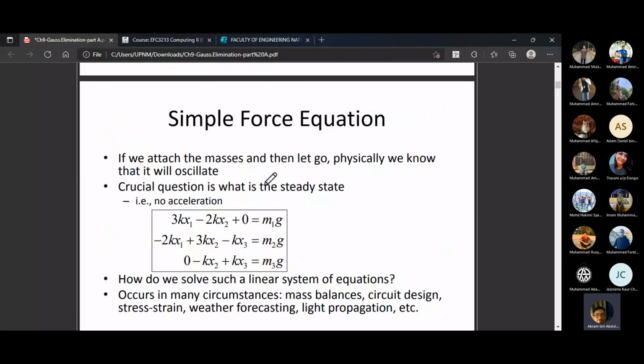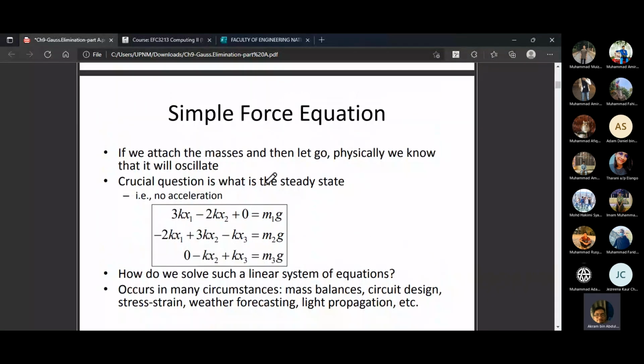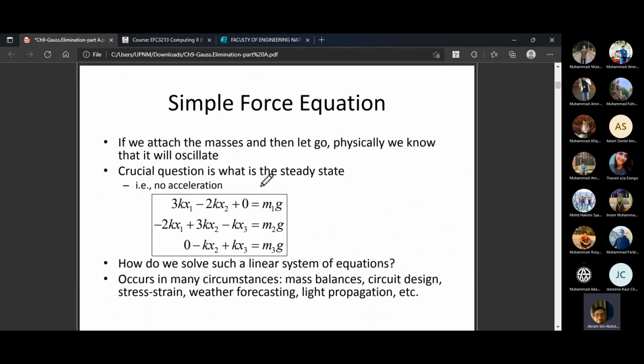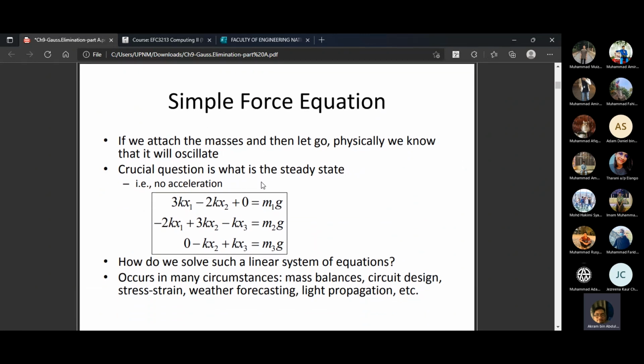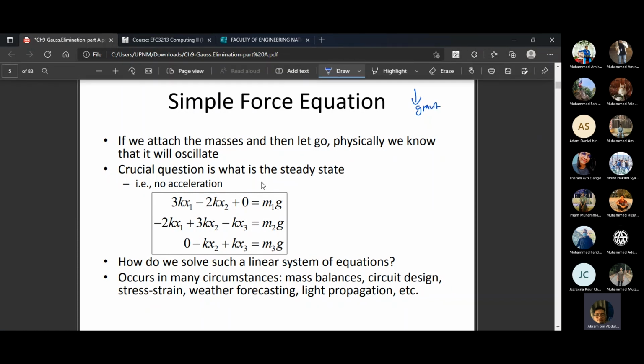Okay, so after we get this model, what can we do with it? If we attach the masses as shown in the figure, and we let go of the masses, what will happen? We will know that all the masses will go toward the ground, pulled by gravity, because all the masses are hanging from the ceiling.